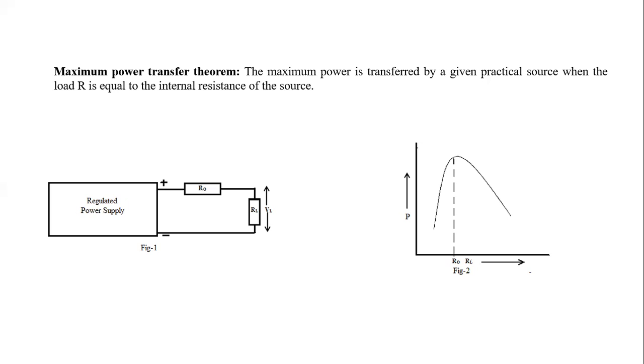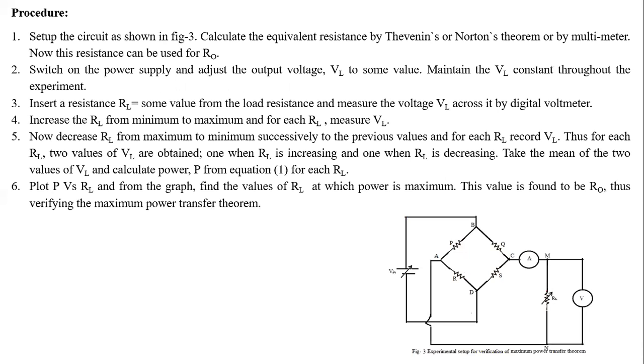We are varying the RL from a minimum to a maximum value, and accordingly we'll measure the load voltage and load current. From there we'll find the total load power, and we'll plot the load power and the load resistance in a single graph. From there we'll find where the maximum power occurs, and accordingly find the resistance, and that resistance should be equal to the equivalent resistance of the circuit. Okay, so this is the procedure.